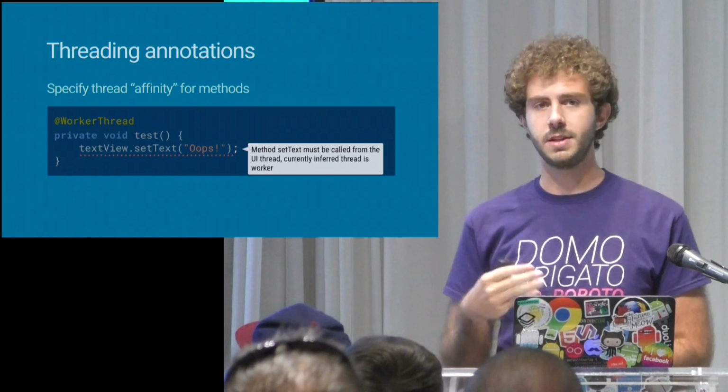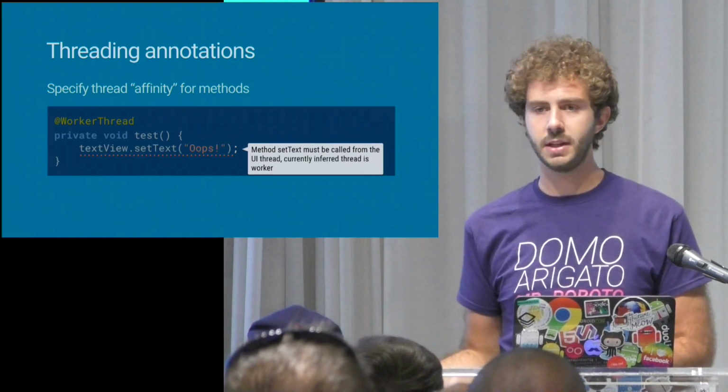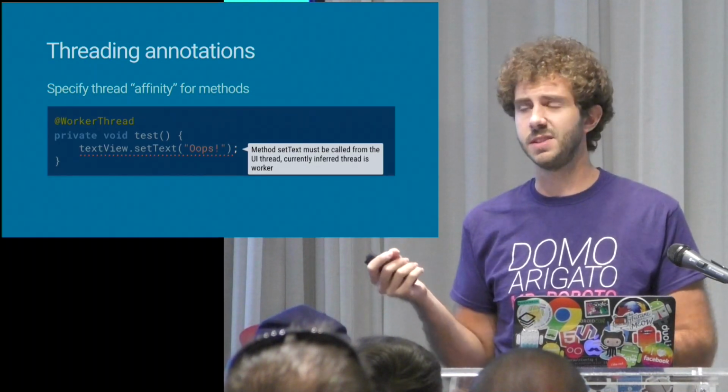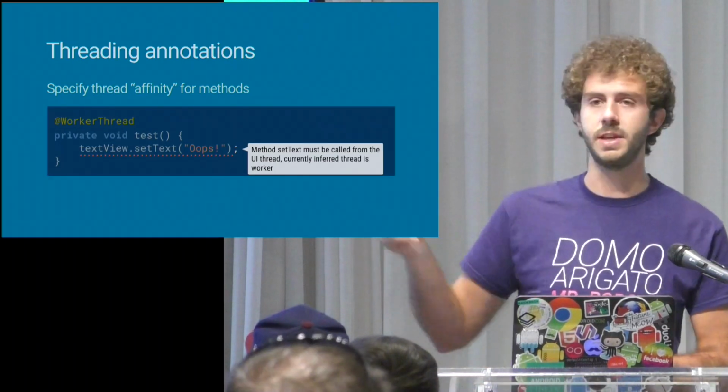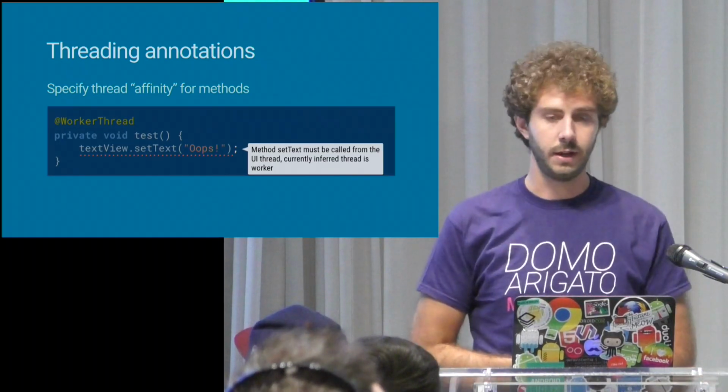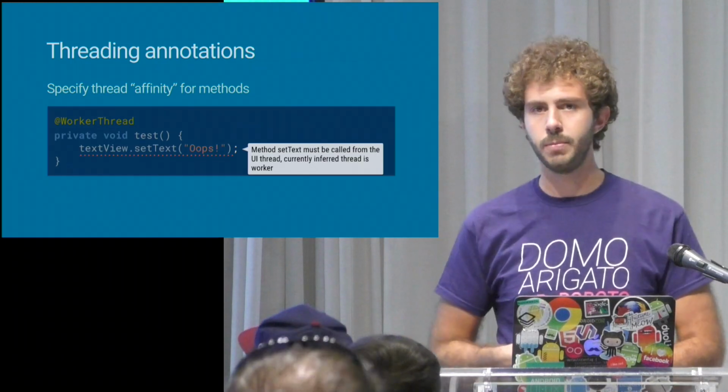Again, framework methods are annotated. So if you are using an intent service, well, it doesn't really have anything to do with UI. But if you're using async tasks, this will save you quite a lot of headaches if you're trying to do something in the doInBackground method.